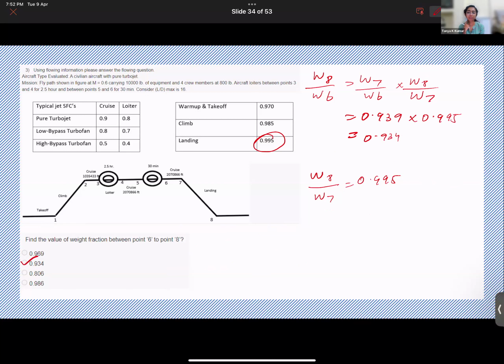So with this, I think you should be able to understand how weight fractions are calculated when such mission plans are given to you. So if there are no questions, we can end the session here.